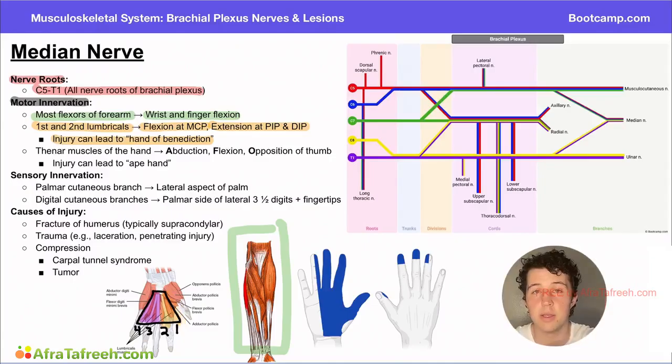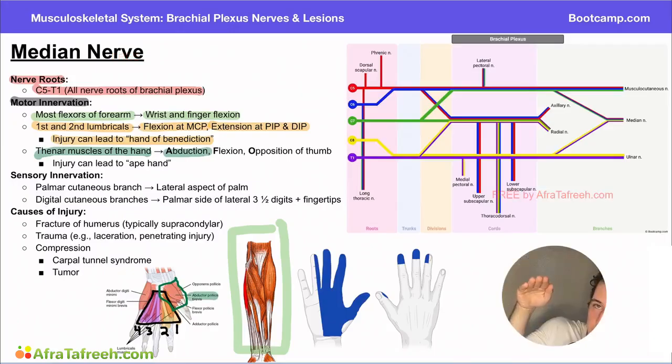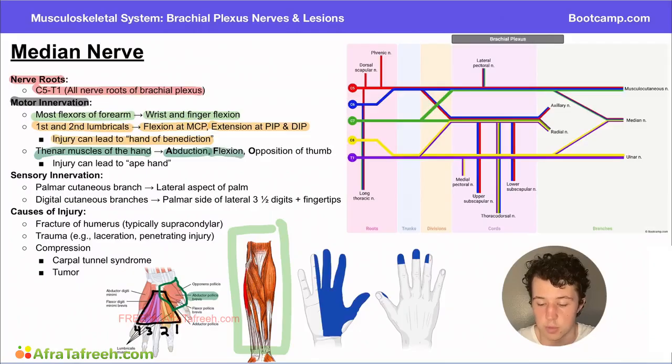And lastly, the median nerve is going to innervate the thenar muscles of the hand. The thenar compartment is the group of muscles at the base of the thumb down here and will assist with the fine motor movements of the thumb. So we'll have abduction, which will be coming from the abductor pollicis brevis. Abduction of the thumb will move the thumb away from the fingers. You have abduction, as well as flexion, which will come from the flexor pollicis brevis.